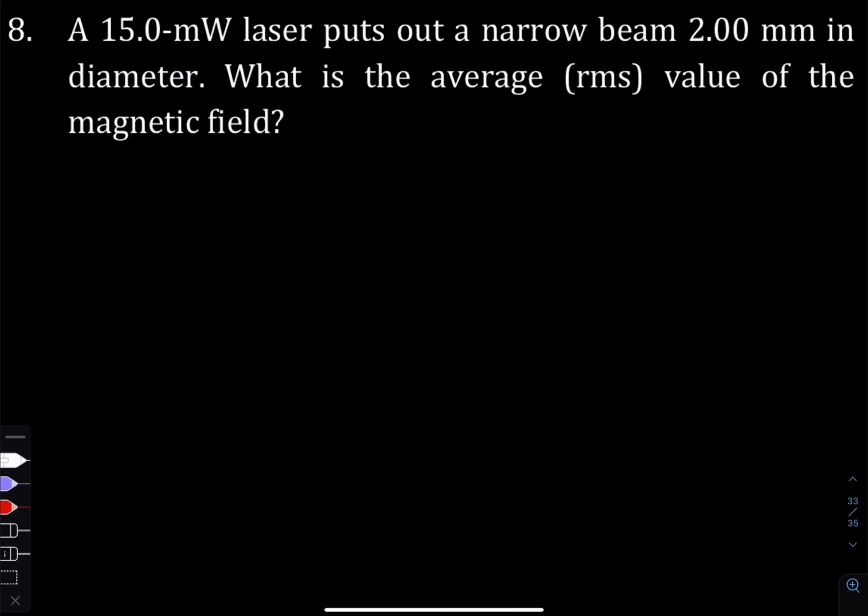Next question asks, a 15 milliwatt laser puts out a narrow beam 2 millimeters in diameter. So the question now is, what is the average or the RMS value of the magnetic field at that point? So go ahead and try this. It's a little different from the last one, but same principles apply.